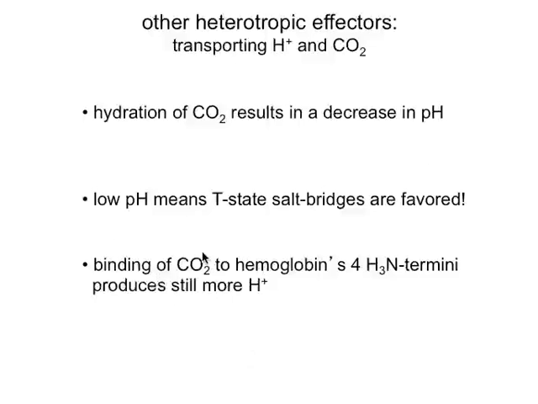Furthermore, binding of carbon dioxide to hemoglobin's termini, so the piggyback ride for carbon dioxide to leave the tissues on hemoglobin for exchange in the lungs, is at the terminal alpha amino group, and of course hemoglobin has 4 of those, so we can carry out 4 carbon dioxides for each hemoglobin molecule. But as we bind that CO2, we release still more protons, and that results in the further tightening, right, or further favoring of the T state.